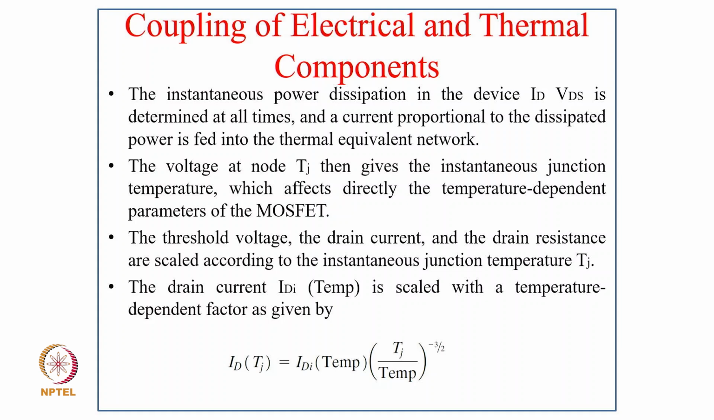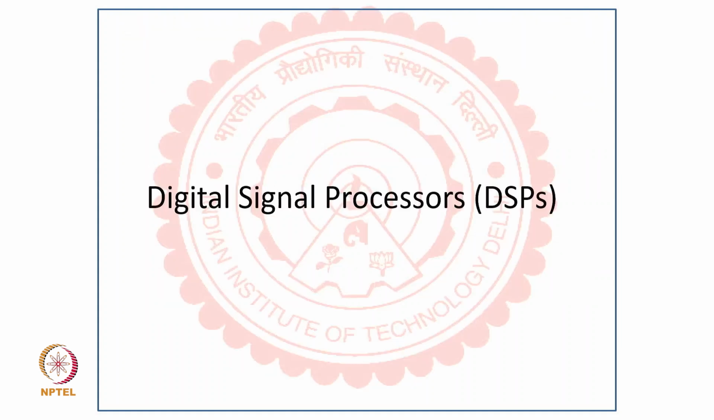the instantaneous junction temperature, which directly affects the temperature dependent parameters of the MOSFET. The threshold voltage, the drain current, and the drain resistance are scaled according to the instantaneous junction temperature Tj. The drain current ID at temperature is scaled by the temperature dependent factor, given by ID as a function of Tj equal to ID at reference temperature times (Tj over reference temperature) to the power of minus 3/2.